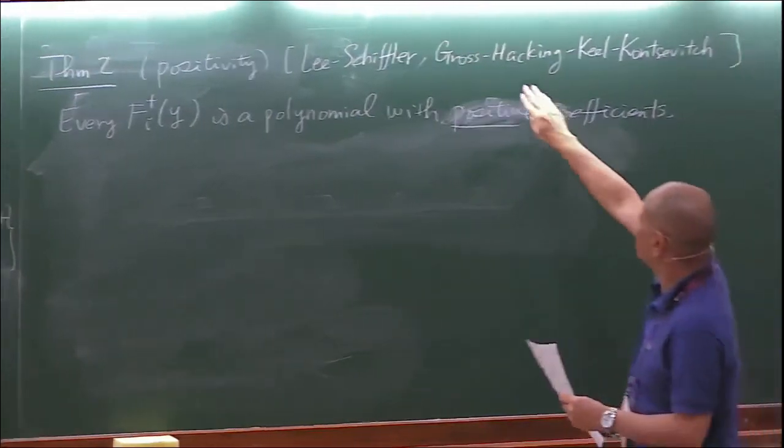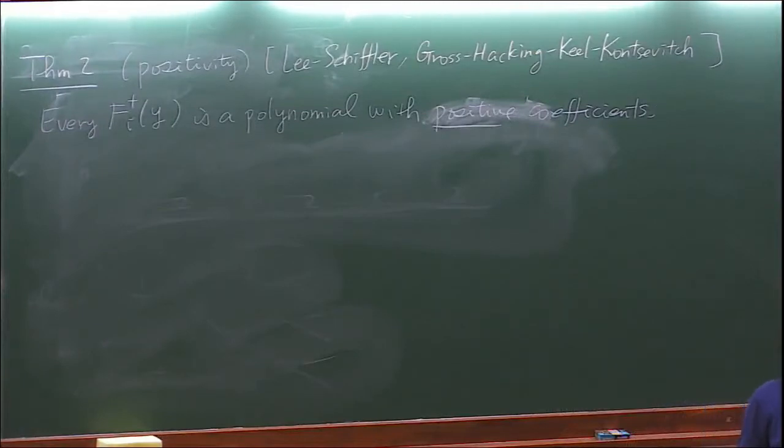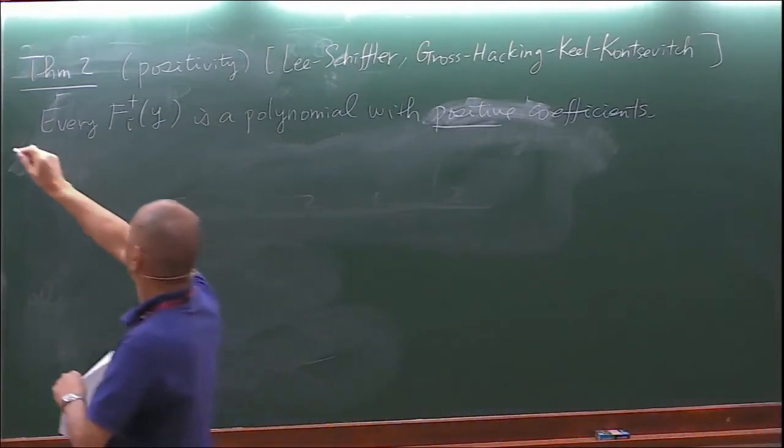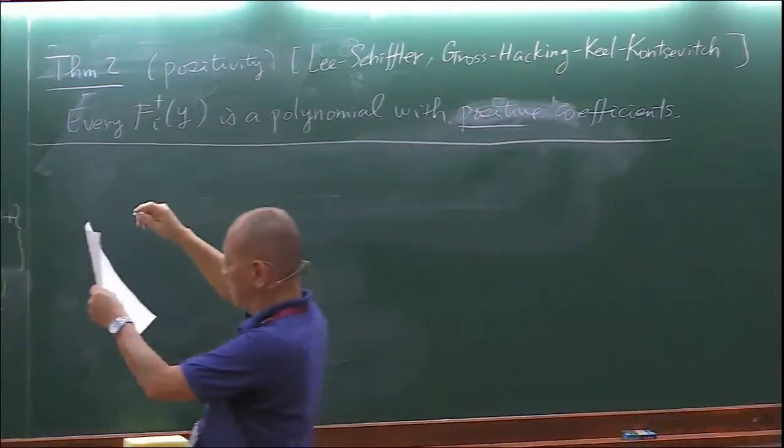On the other hand, the Gross-Hacking-Keel-Kontsevich proof is a constructive proof, so they construct the solution of this system by some Lie algebraic and toric geometric method. Anyhow, that's a kind of side remark from my side.